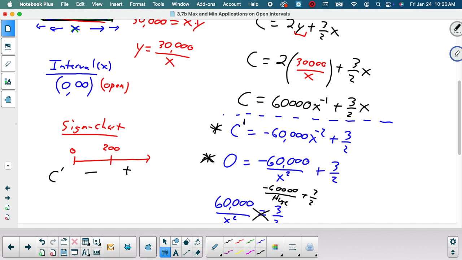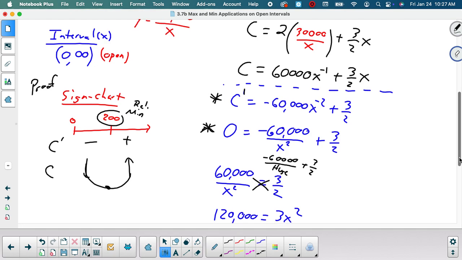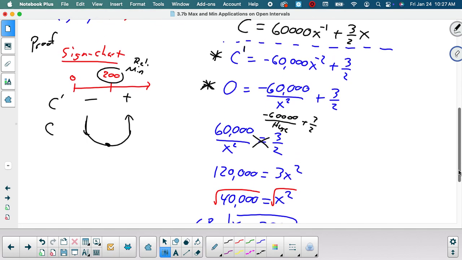And again, you could try this, use your calculator. Again, I'm not here to show you all this, but what does that tell me about my function? Well, that tells me my function was going down. Now it's going up. What happened at 200? Well, at 200 it had to be a low point. This has to be a relative minimum. And that's the proof that I want to see. I want you to always show me that the critical point is my max or my min. And the proof would be making the sign chart here.